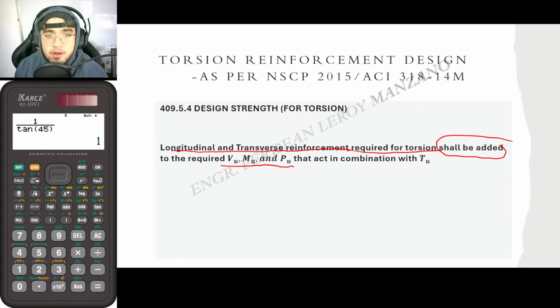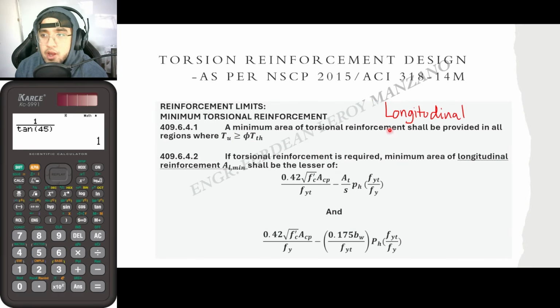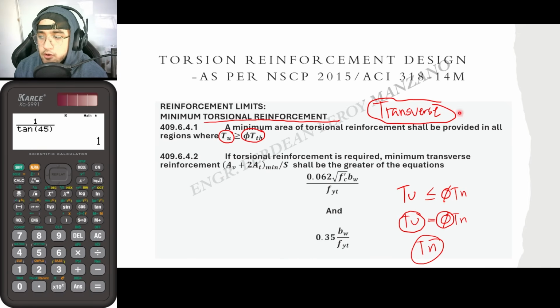And for the torsional bars, we have two types. We have the transverse and we also have the longitudinal. So once again, in our video, we would be focusing on transverse first, or for the stirrups or lateral ties first. And take note that we need to satisfy this AV min. Okay, so later on that.